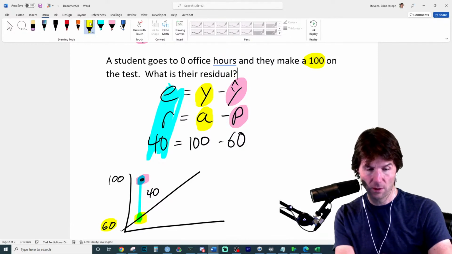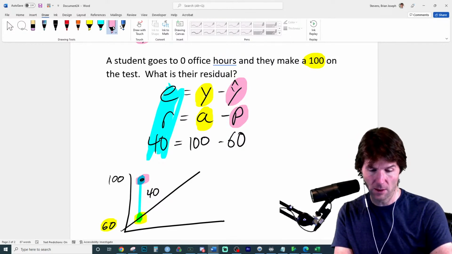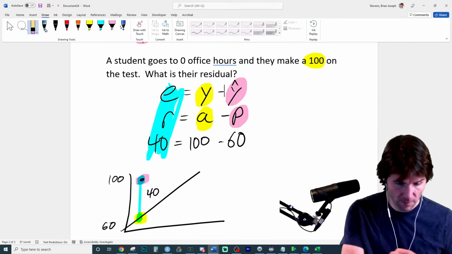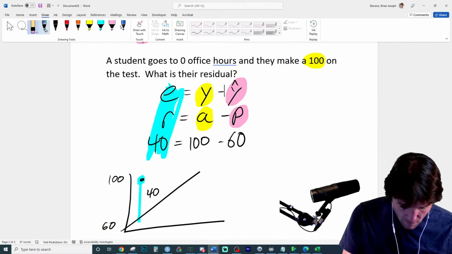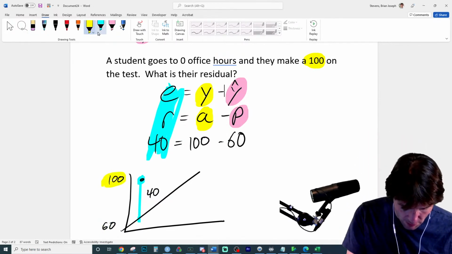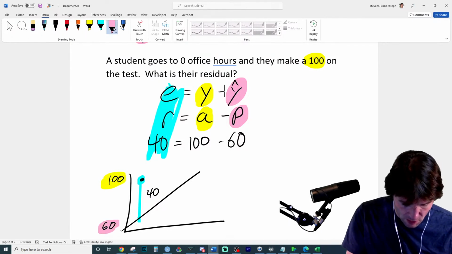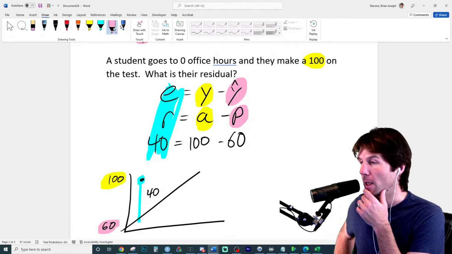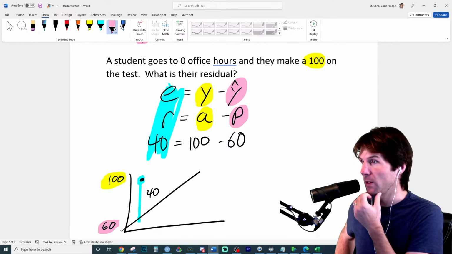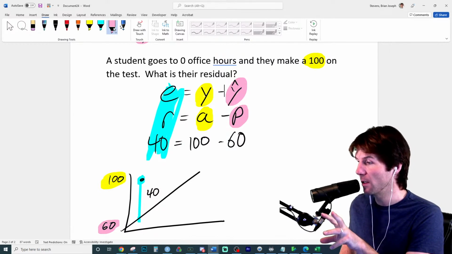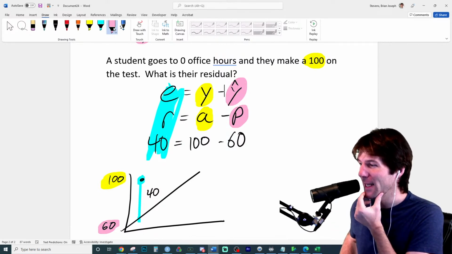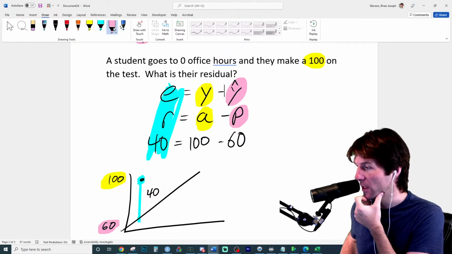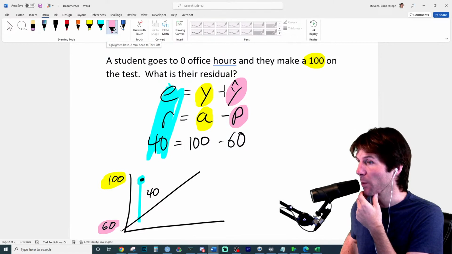They actually scored that. Wait, that is their... Oh, no. Oh, my gosh. They actually scored a 100. They were predicted to score a 60. Since their residual is 40, that is correct, but we actually reverse it. They were predicted to make a 60. They went to 0 off hours, but they actually made 100. So correct, they were 40 points higher than we predicted them to be.